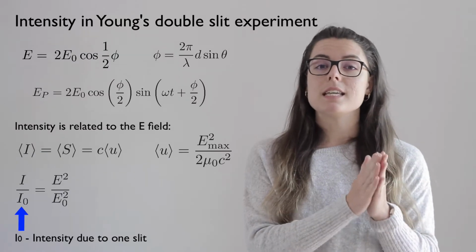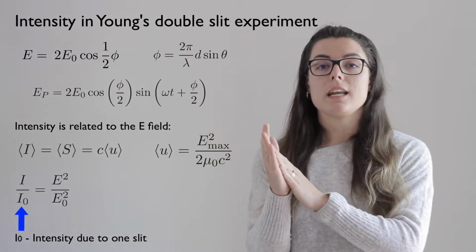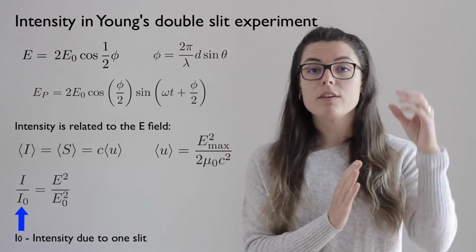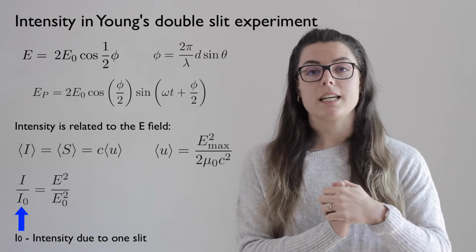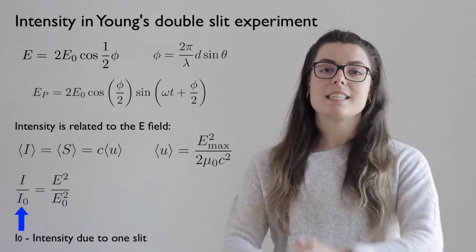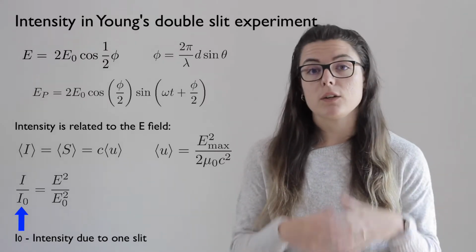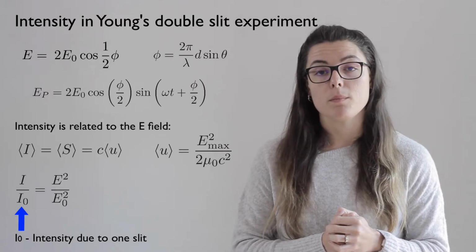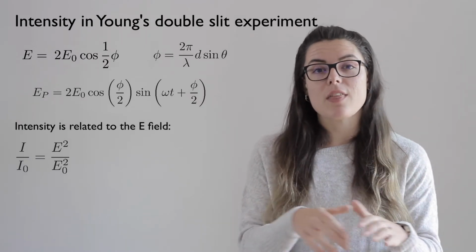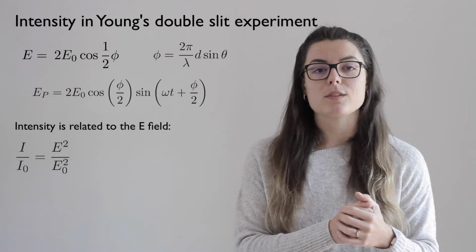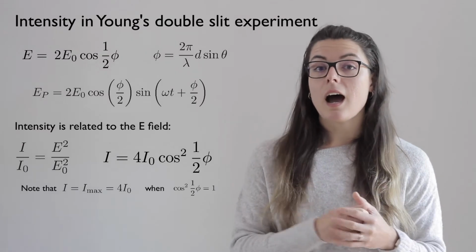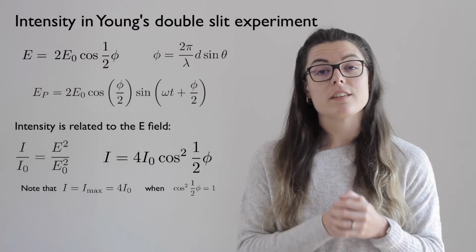So I naught is the intensity on the screen from only the contribution of one of the slits. When one of the slits is covered, it's the intensity from the other slit, and therefore I is the intensity for both slits, and E is the magnitude of the electric field when both of our slits are open or uncovered. So using our equation from before for our E value and then squaring it, what we end up with is 4 I naught cos squared of a half phi. And that is our intensity I.